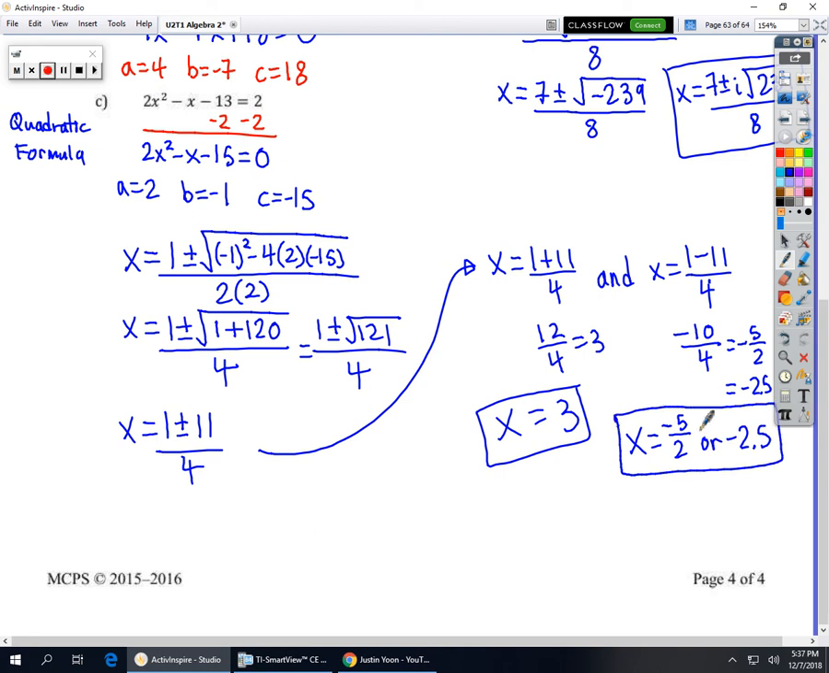With most teachers, we like fractions. They're more accurate, usually. All right, and that's it. Cool.